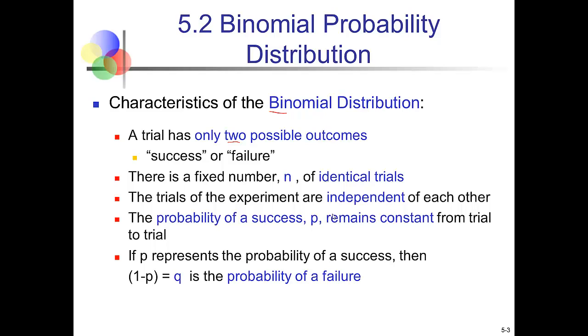So the probability of the first item being successful is going to be p. The probability of the second item being successful is also going to be p. If p represents the probability of success, then 1 minus p, that's our complement rule, represents the probability of failure. q is how we represent the probability of failure.